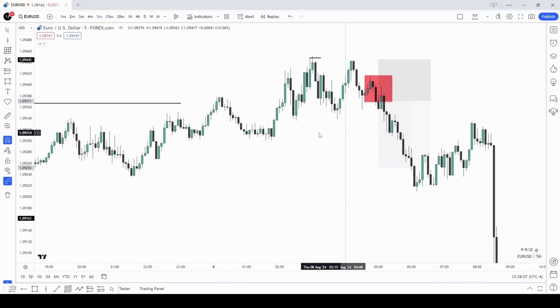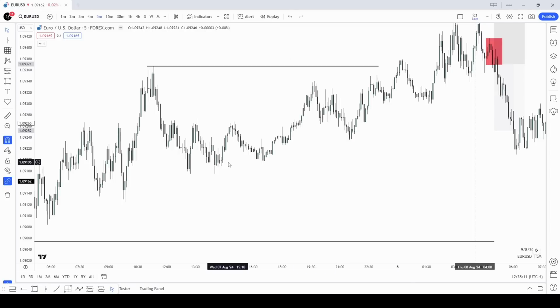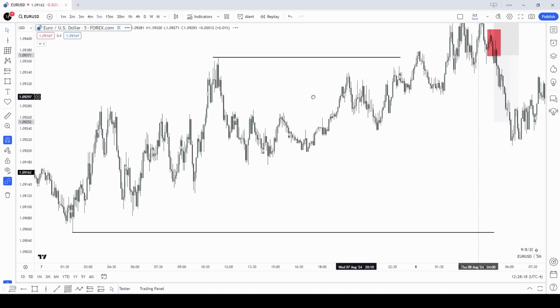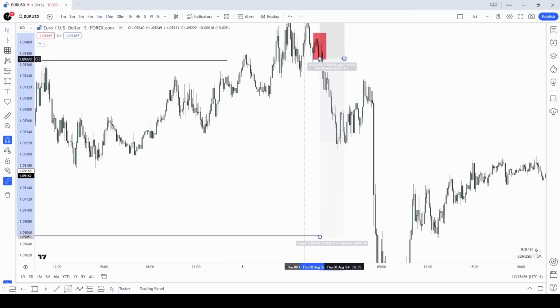Okay, now where can we aim for? If we go back to the range, remember, small ranges breed large ranges. We've taken out the high of this range. So again, once you come to me and ask what we aim for, I tell you the range. The range low, okay? Look at this.